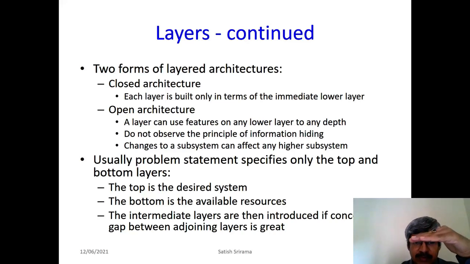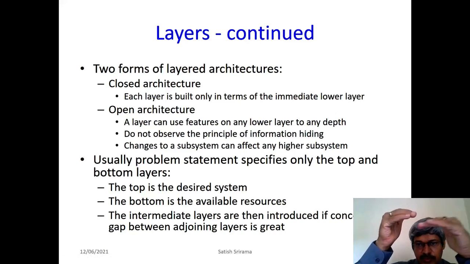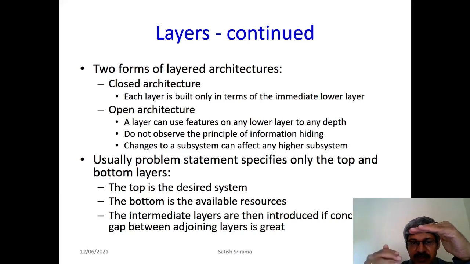The other architecture type is the open architecture. A layer can use features of any lower layer to any depth. Say, for example, the TCP/IP layer, or the OSI model: any layer can know as deep as possible if it is implemented in terms of this open architecture. So a layer can use features of any lower layer to any depth.